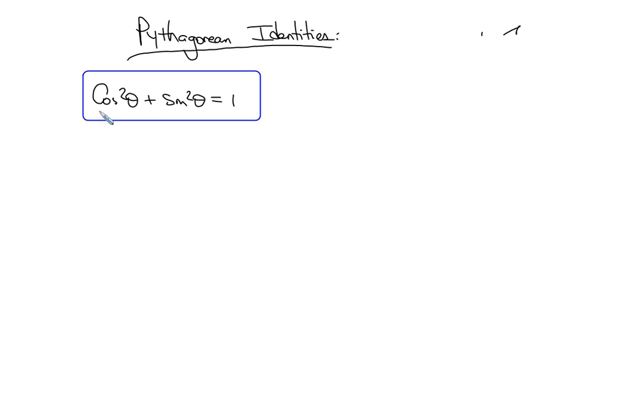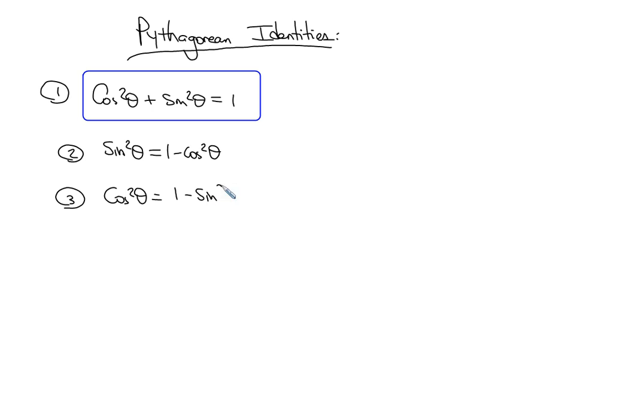We've seen already that we can take this and subtract cosine squared from both sides. So we know that sine squared theta equals 1 minus cosine squared theta. So there's identity 1, there's identity 2. We could also subtract sine squared from both sides, which gives us cosine squared theta equals 1 minus sine squared theta. We've already talked about and used those. There are a bunch of other identities that you get from the main identity, though, and that's what I want to talk to you about today so that you can use them if you need to.